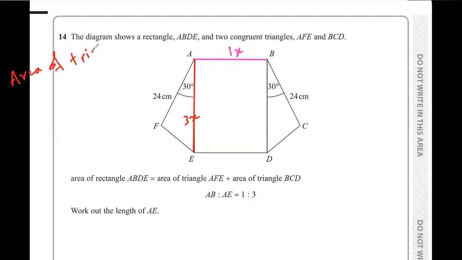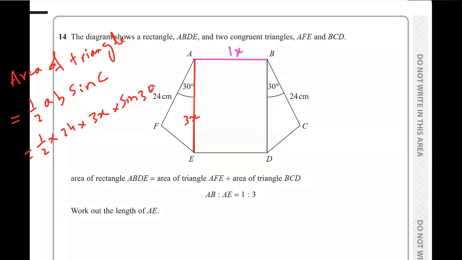Half base times height. Not when we have to use sine. We call it half AB sine C. So basically of the 2 sides, half times 24 times 3x times sine 30. What is sine 30 equal to? That will give me half. So basically a quarter times 24 times 3x. What will that give me? 12 times, 6 times 3, which is 18x. So this is 18x centimeters squared, the area of one triangle.